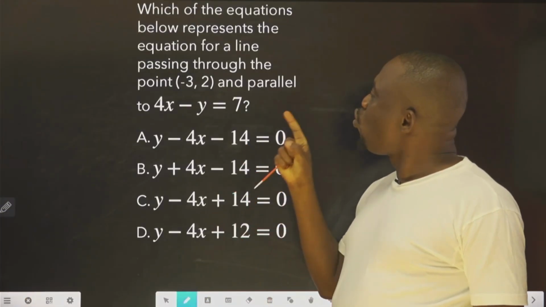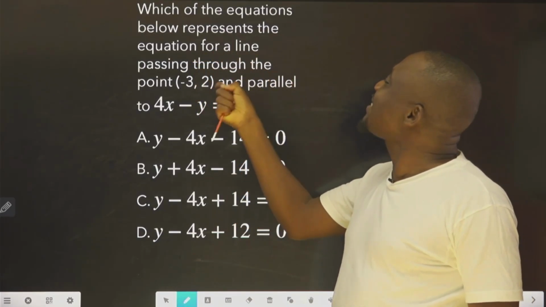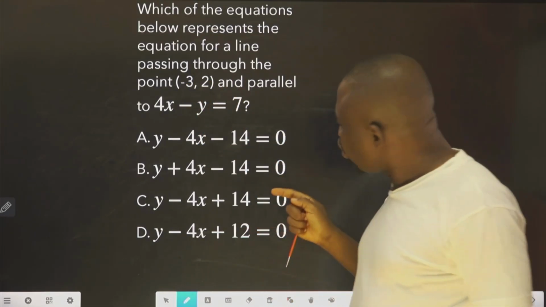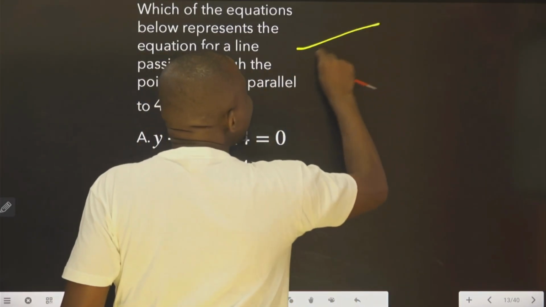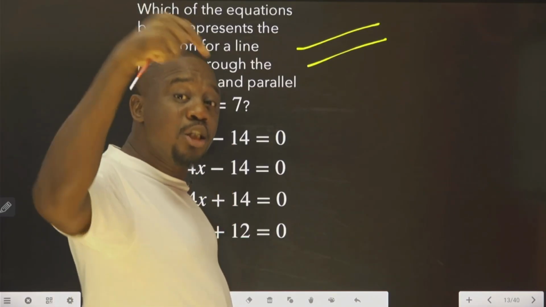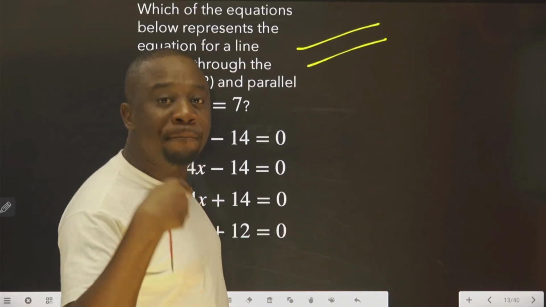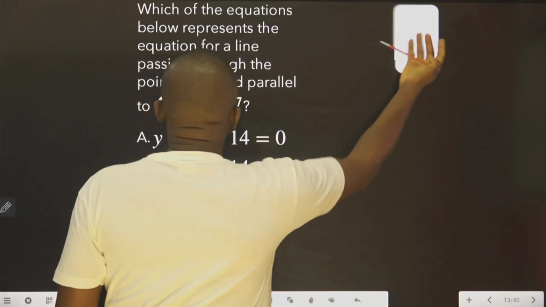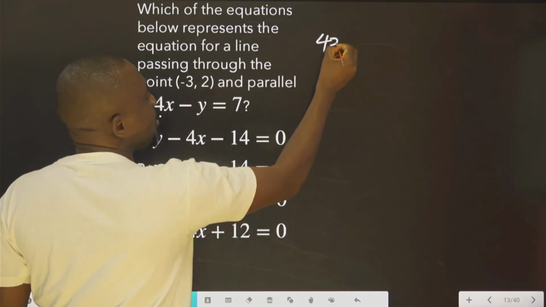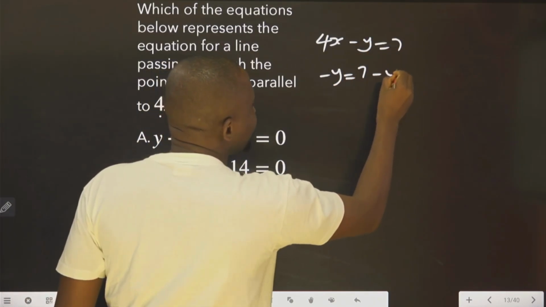Let's look at it. It says, which of the equations below represents the equation for a line passing through this point and is parallel to this? When we say two lines are parallel, it means they have the same slope. It means the one we are looking for. To get its slope, we can use this one that is given to find the slope because they are parallel. So, to get the slope of this one, we simply say 4x minus y equals 7. We make this the subject of formula.